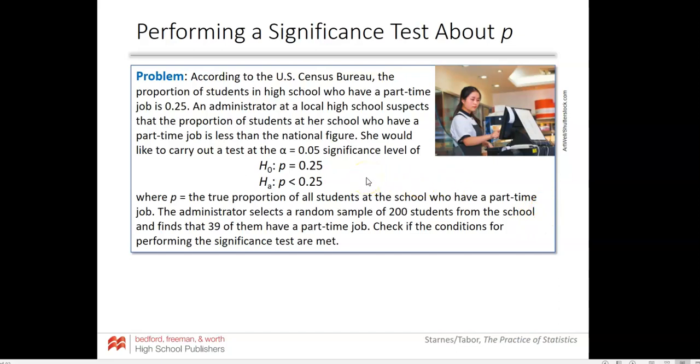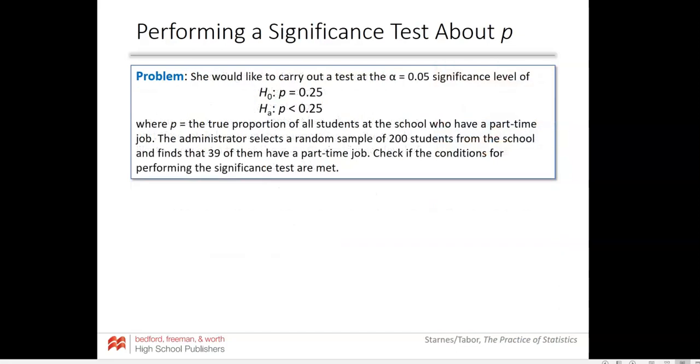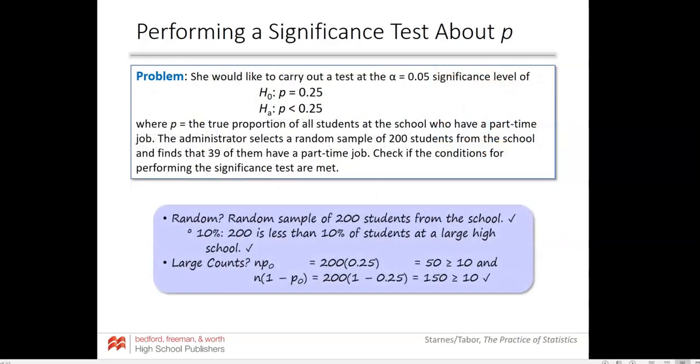Then the large counts condition. So in this case, you're going to do n times p, right? So 200 times 0.25, which is, I think, 50, and 200 times 0.75, which I think is 150. And those are both greater than or equal to 10. And so there you have it. Those are the conditions that are met.